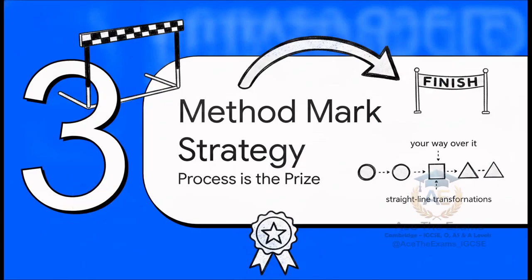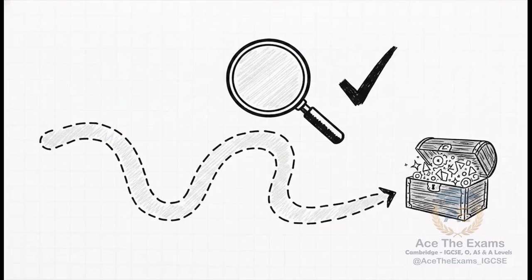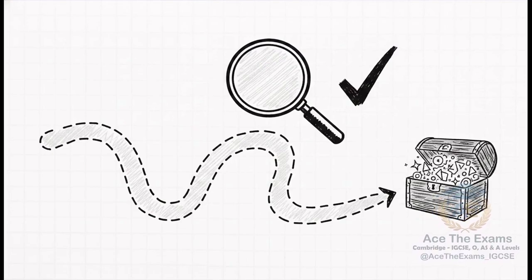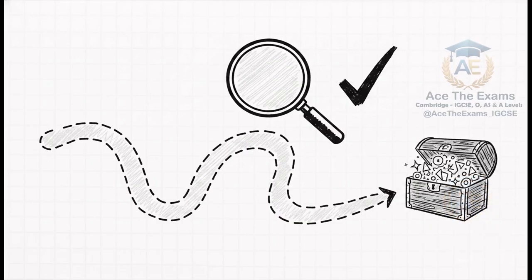Section 3. The method mark strategy. The process is the prize. If multi-stage analysis is the hurdle tripping everyone up, then understanding exactly how marks are awarded is your clear path over it. This is where we stop guessing and start playing the game by their rules. So, the absolutely crucial point here is this. Marks are awarded for the process and clear working, not just the final answer.